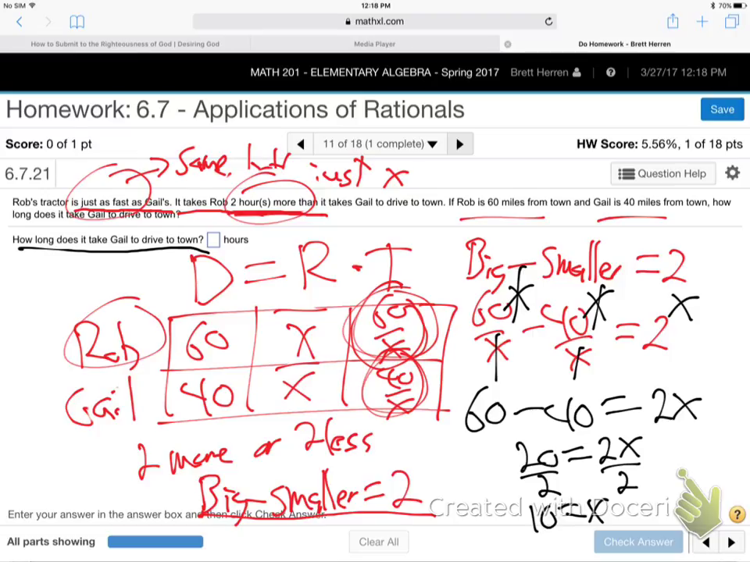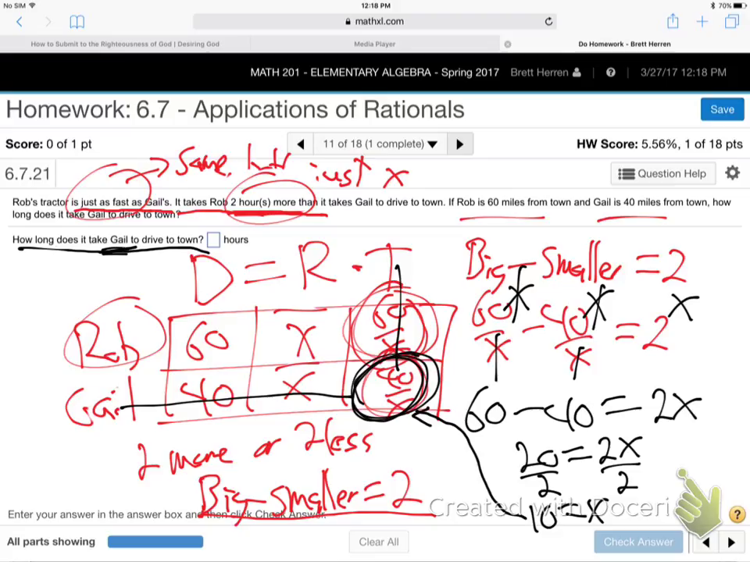Time. How long? When somebody says how long does it take, what are they talking about? Time. They're asking for the time box. Which one? Gale. Gale's time box. That's the door they want open. Right? They're saying, how long for Gale to drive to town? Time for Gale. So take that 10 and put it in right there.